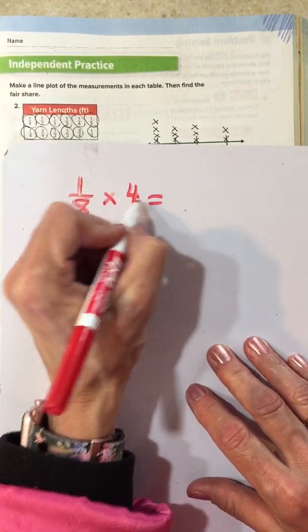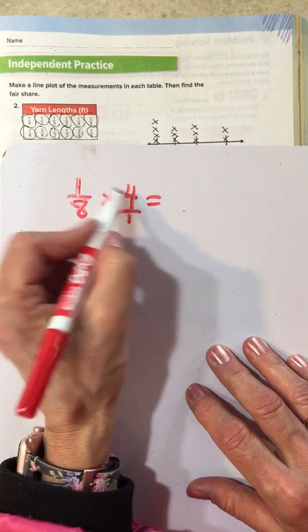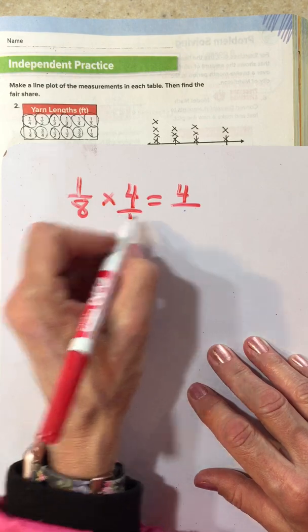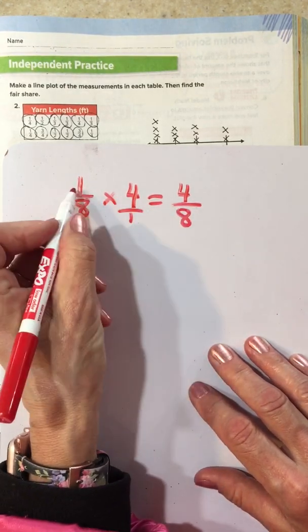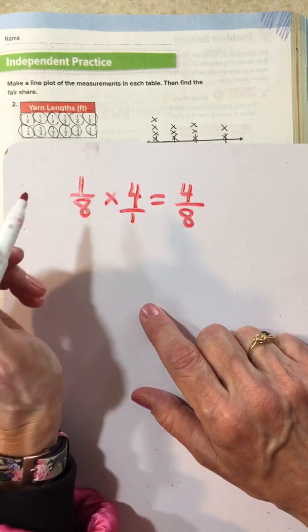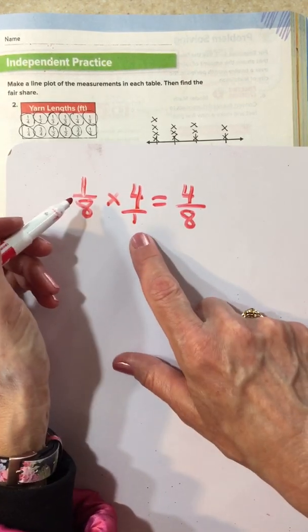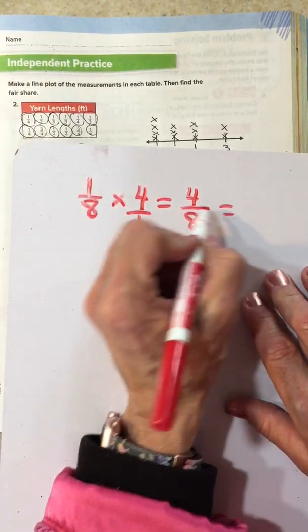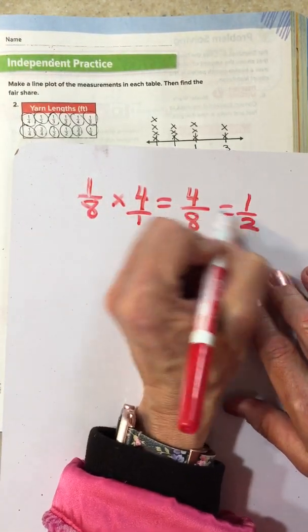Maybe that'd be better. That'd be like 4/1. 4 times 1 is 4, and 8 times 1 is 8. Multiplying 4 times 1/8 is the same thing as adding 1/8 plus 1/8 plus 1/8 plus 1/8. I'm just multiplying it out 4 times. So these eighths simplify down to 1/2 because 4 is half of 8.